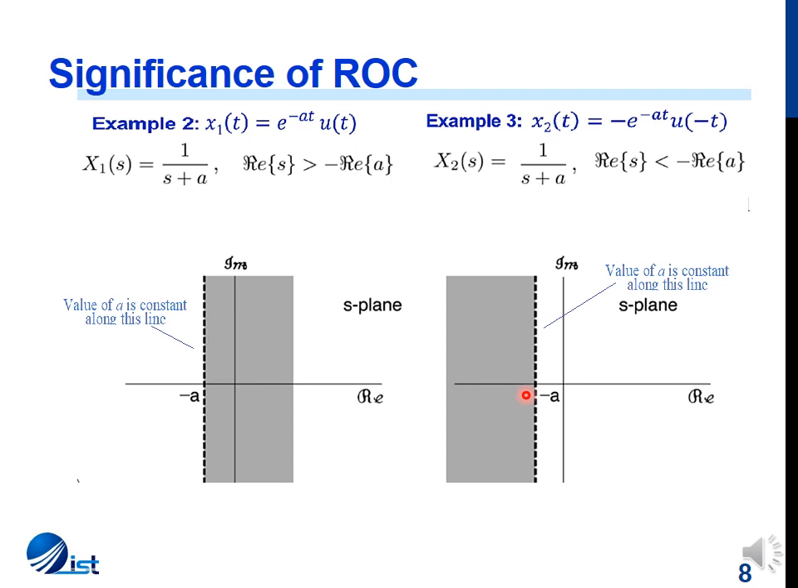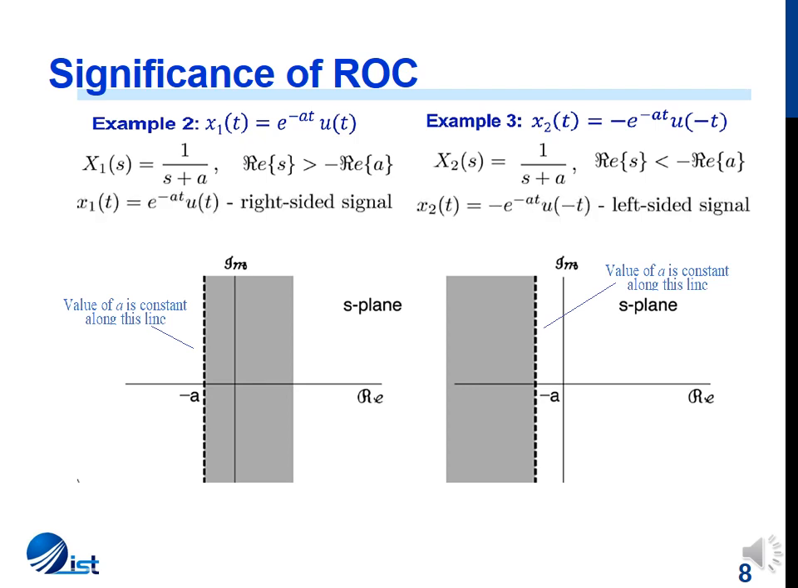We see that in both cases we are just considering greater than or less than, which means that our ROC will be just beyond or just behind this minus a point. So if we are just given the Laplace transform and the ROC, when the ROC is greater than some value, we will know that it's a right-hand-sided signal. And when the ROC is less than some value, we'll know that it's a left-hand-sided signal.